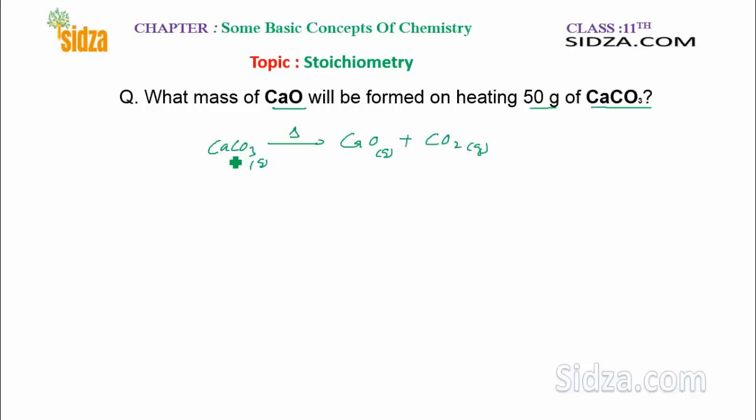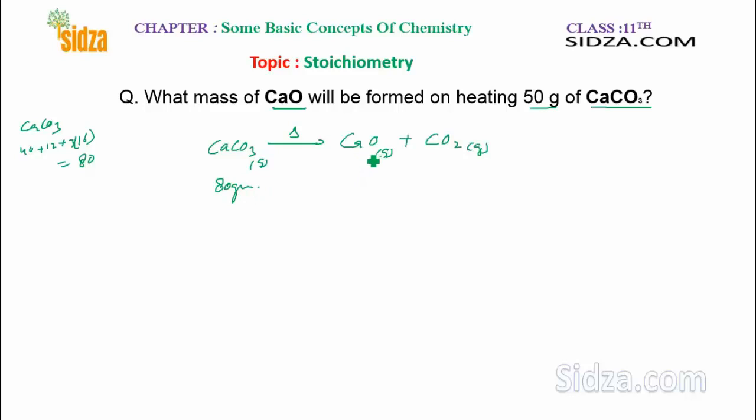The molar ratio is 1 mole of calcium carbonate produces 1 mole of calcium oxide. And in terms of weight, let's calculate the molar mass of calcium carbonate. It will be 40 plus 12 plus 3 times 16, right? Which is equal to 100. So 1 mole of calcium carbonate is 100 grams because that is the molar mass.